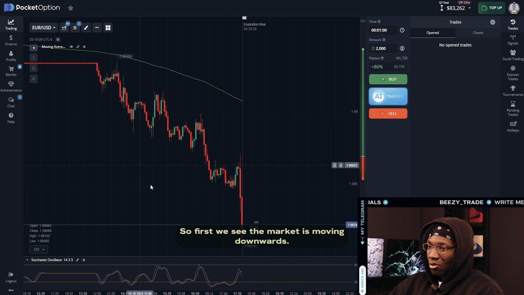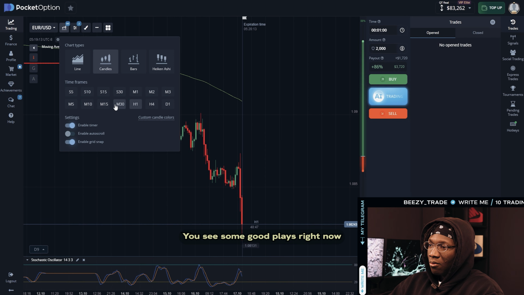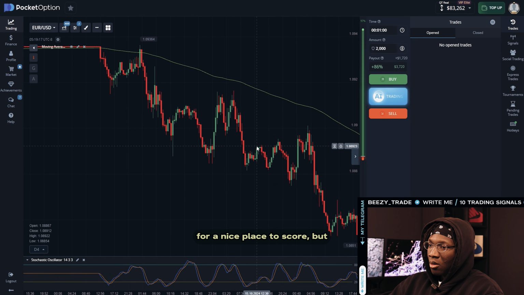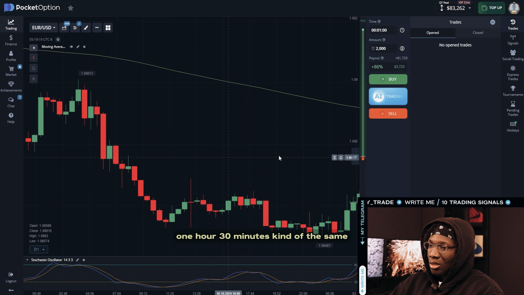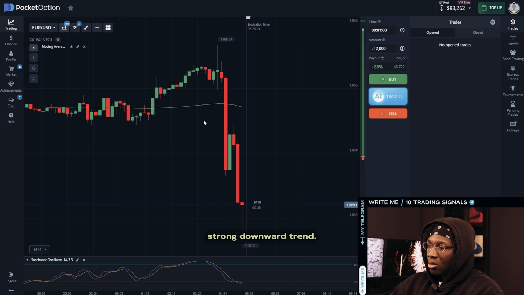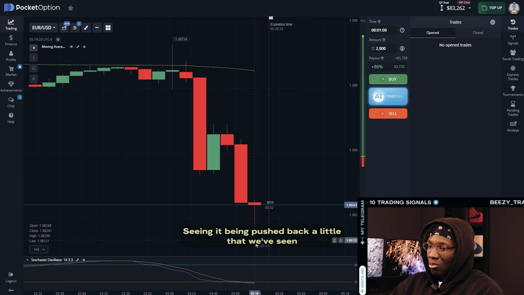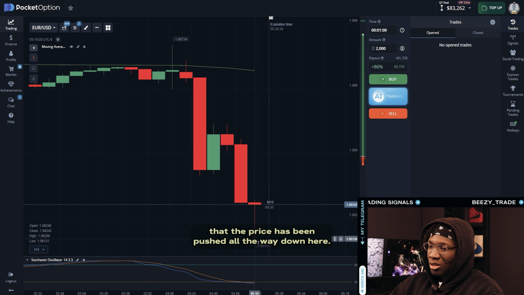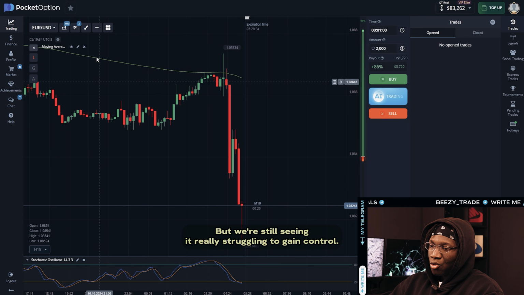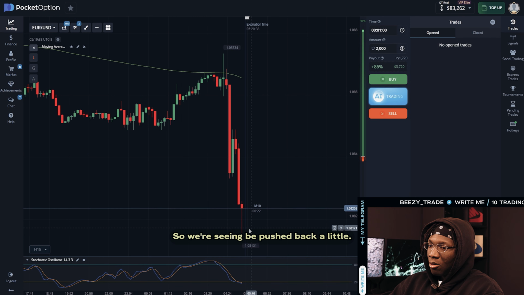So first we can see the market has been moving downwards. You can see some good plays right now. Look for a nice place to scalp at 1 hour, 30 minutes, kind of the same. Strong downward trends. So when we go to M10, seeing it being pushed back a little. Now we've seen that the price has been pushed all the way down here, but we're still seeing it really struggling to gain control in our M10. So we're seeing it be pushed back a little.